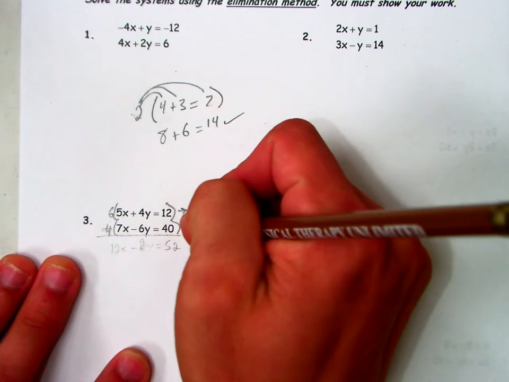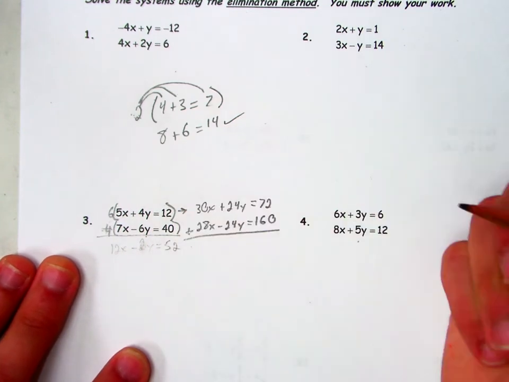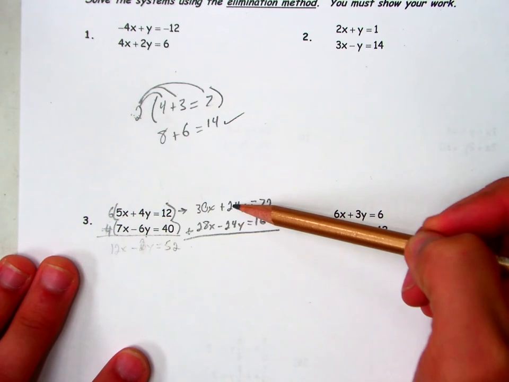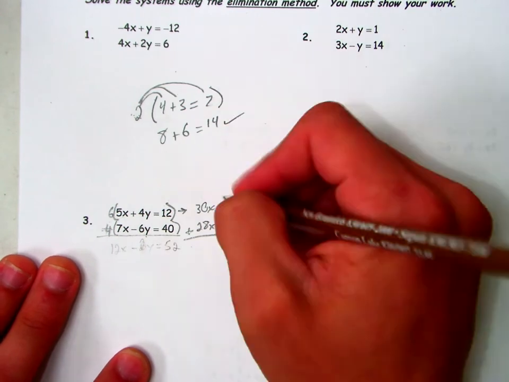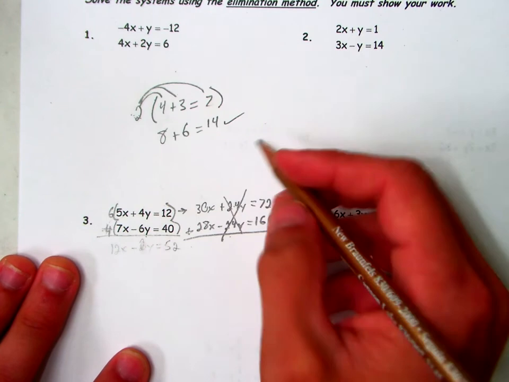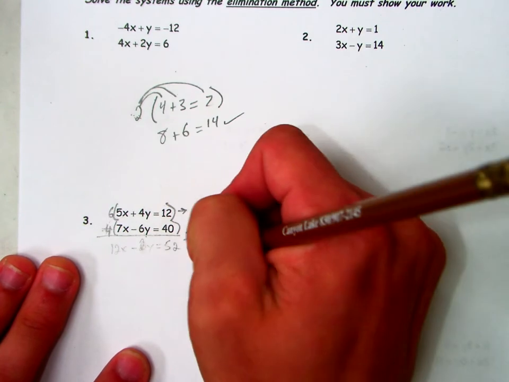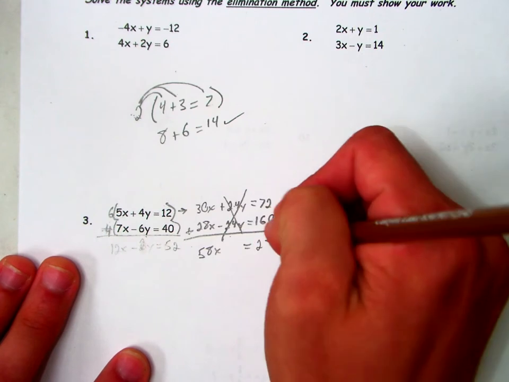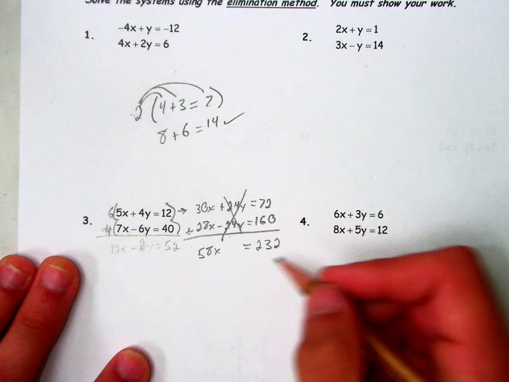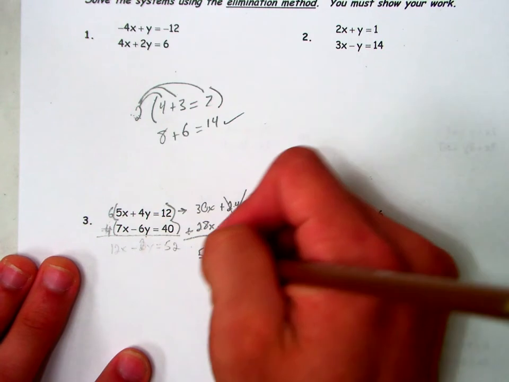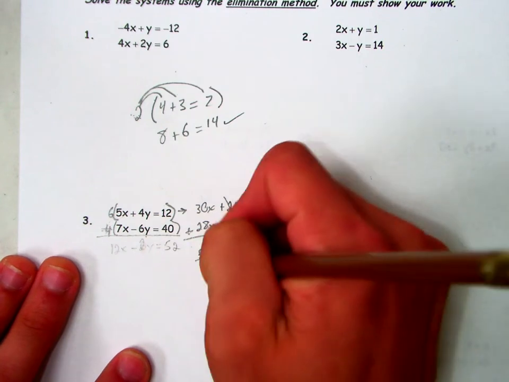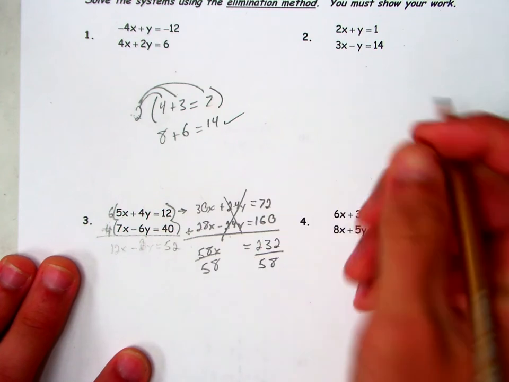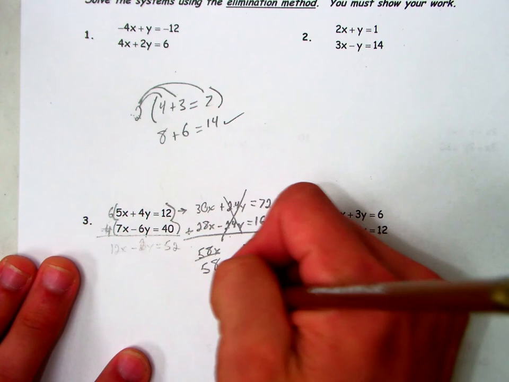Now that I've multiplied, my objective is to add them together to get things to cancel out. The 24y and the negative 24y are going to cancel out. That's exactly what I wanted to happen. 30x plus 28x is going to be 58x equals 60 plus 72, which is 232. Now I just need to divide. x divided by 58, 232 divided by 58, so x equals 4.